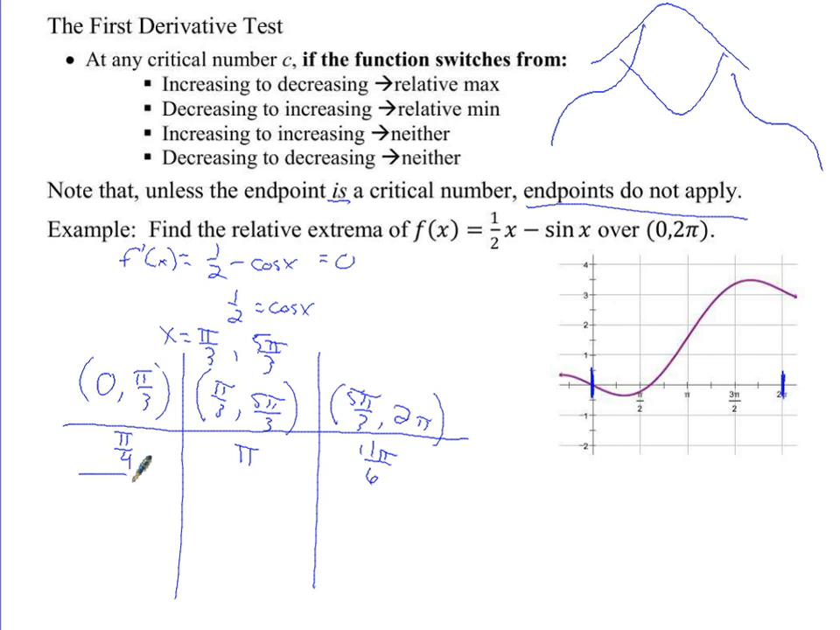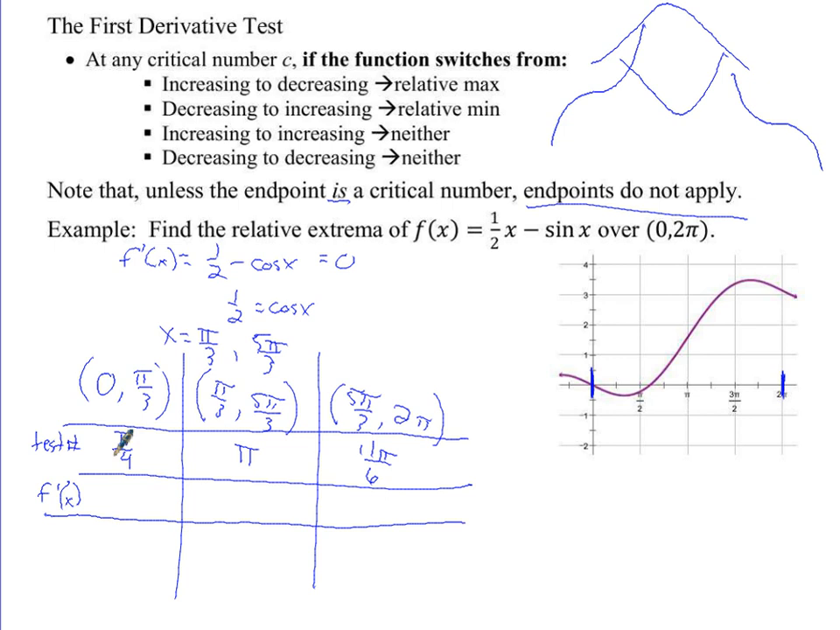Okay, so now we have our test numbers. And what are we looking for with those test numbers? We're looking at the sign of the function or the derivative? The derivative. Okay, so I can call this test number, and then I'll call this f prime of x, just to make sure that I understand that I'm plugging that into the derivative.